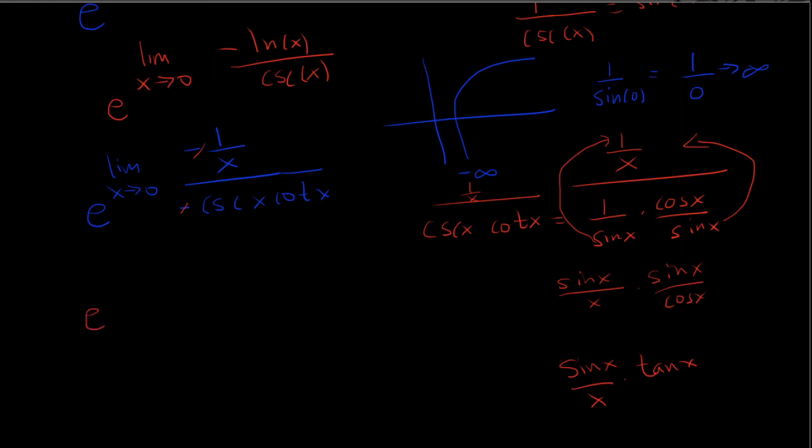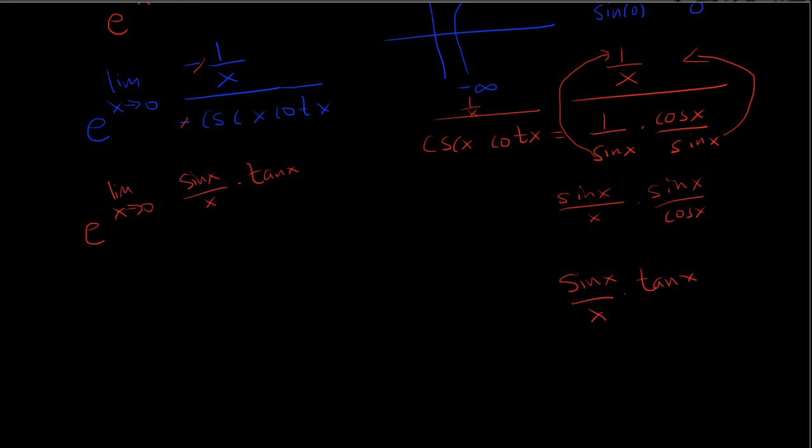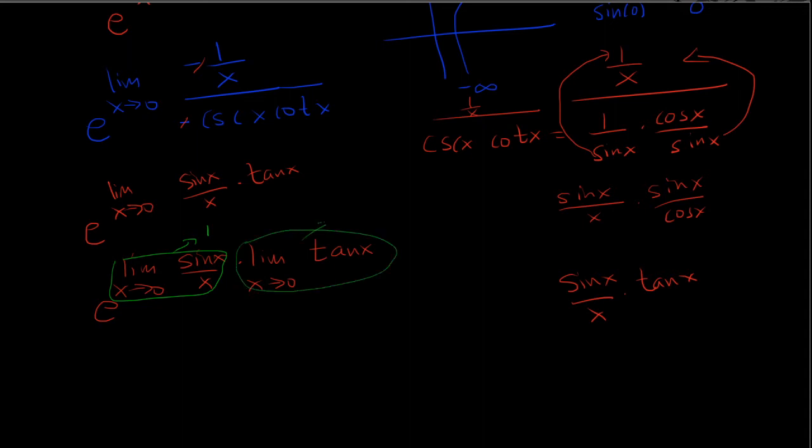Okay, and then I'm just going to rewrite this limit as sine x over x times tangent x. I can break this up into two different limits, using the product rule for limits: the limit as x approaches 0 of sine of x over x, times the limit as x approaches 0 of tangent of x. We know that the first limit is going to be 1. And if I plug in 0 for x, tangent of 0 is just 0. So this is 0. That would be the same thing as e to the 1 times 0, which is e to the 0, and my limit is just 1.